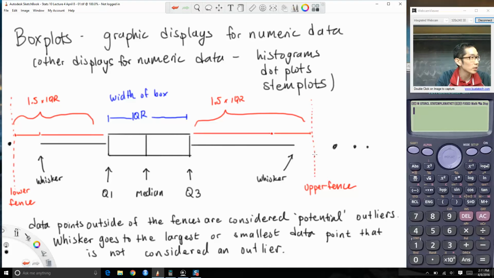Are there questions on this? I'll give you a second to write all of this down. So these things out here would be considered outliers, as would this data point out here.